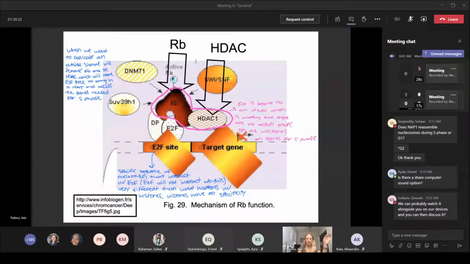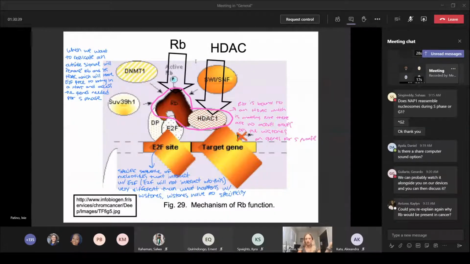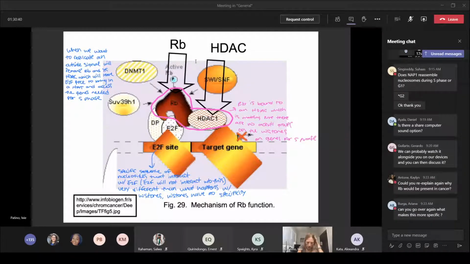Does anyone have any questions on that? Okay. Can you go over again what makes this more specific? Yeah, so it has a sequence-specific site that it needs to bind to.